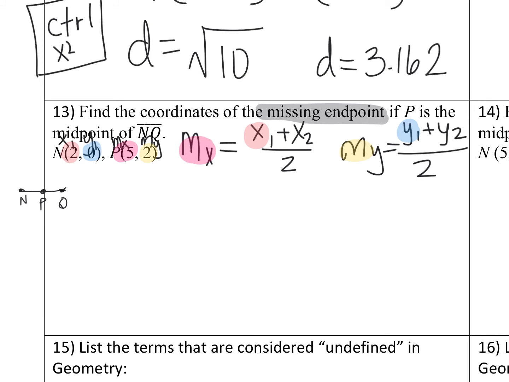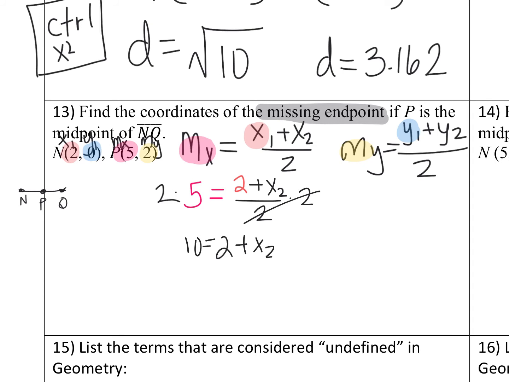So we know that the midpoint of x is equal to 5, and x1 is 2. I don't know what x2 is, so I'm going to plug that in here. Now I want to solve for x2, the second point. I want to get rid of the divide by 2 by multiplying. And now I'm going to subtract this 2 on both sides. So I have found that my second ordered pair is going to start with an 8.